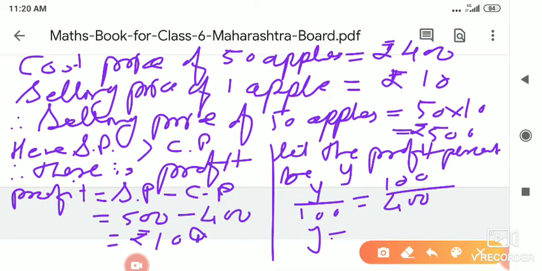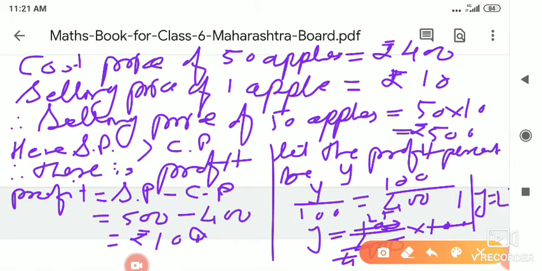So y is equal to 100 upon 400 into 100. So 100 ones are 100 and 100 fours are 400. 4 ones are 4, 4 twos are 8, remains 2, and 4 fives are 20. So y is equal to, how much is the profit? y is equal to 25% profit that Hanif got in this total transaction. So in this way we are going to solve the example.